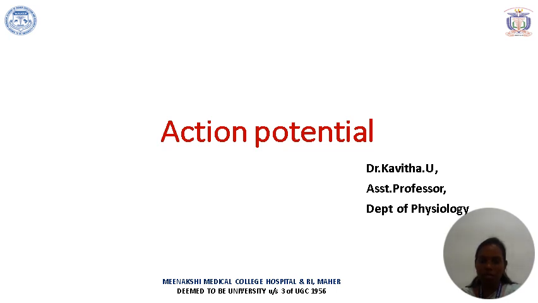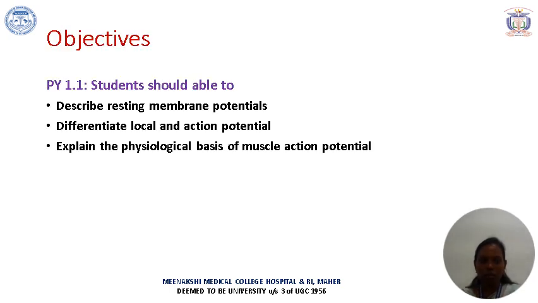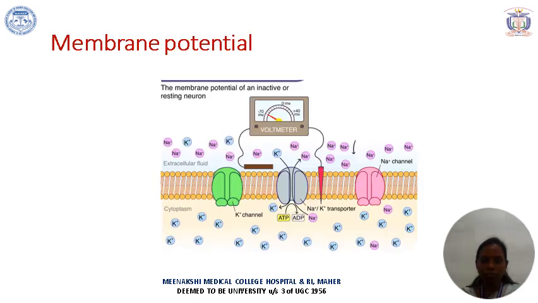The heart cell is the cardiocyte. In the cardiocyte, there will be an electrical change, that is, an electrical potential should be created to get the action potential. So in general, we are going to see how the electrical potential is generated in each cell as an action potential. At the end of this session, the student should be able to describe the resting membrane potential, differentiate the local and action potential, and explain the physiological basis of the muscle action potential in particular.